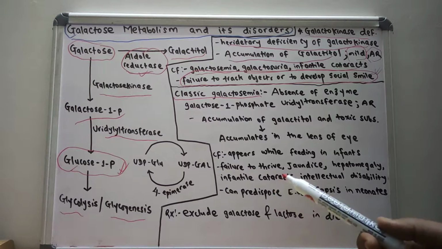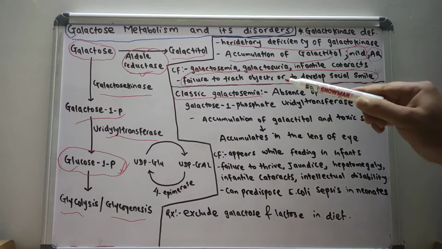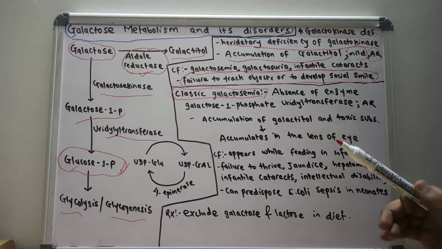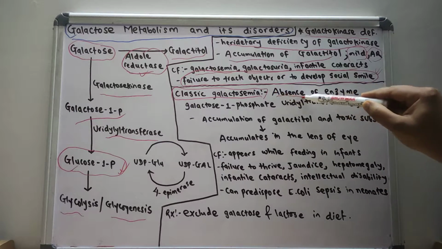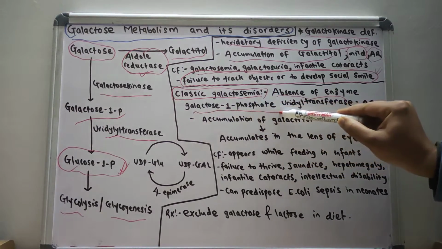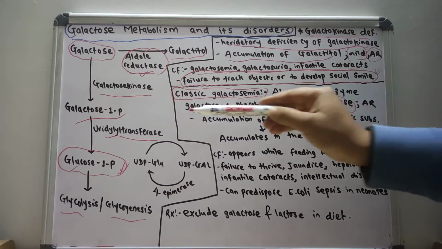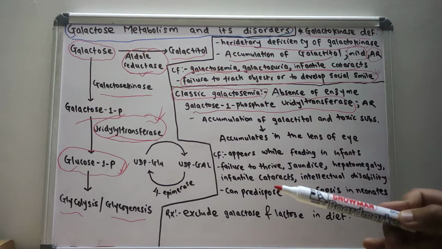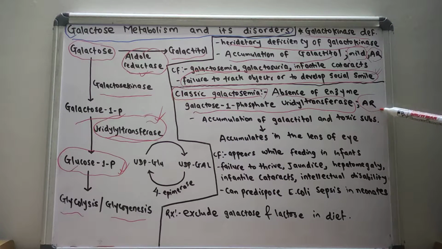Another disorder is classic galactosemia. In classic galactosemia, what happens? There is an absence of the enzyme galactose 1 phosphate uridyl transferase. So this enzyme, uridyl transferase, is missing in classic galactosemia. It is an autosomal recessive disorder.